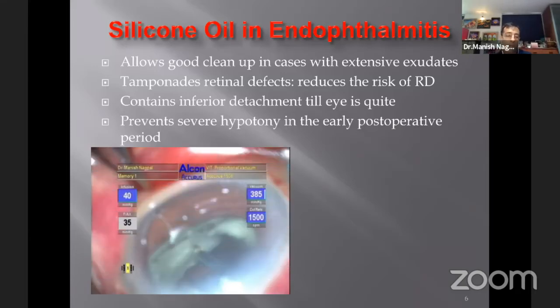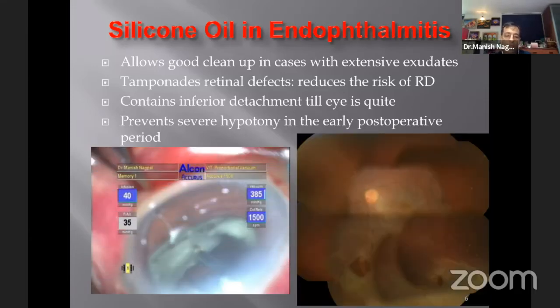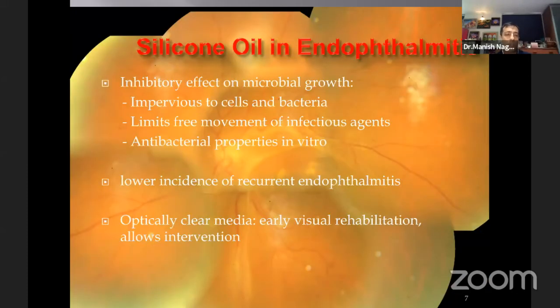So these are extensive exudate in the periphery type of cases, where if you just leave them after doing a core vitrectomy, they lead to a lot of other problems. And of course, literature does talk about the inhibitory effect on microbial growth and reduced recurrence rates. And there's a lot of data on that as well.